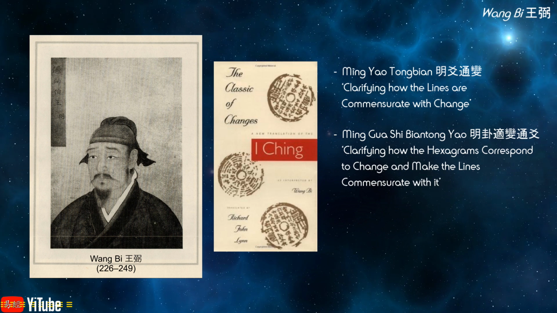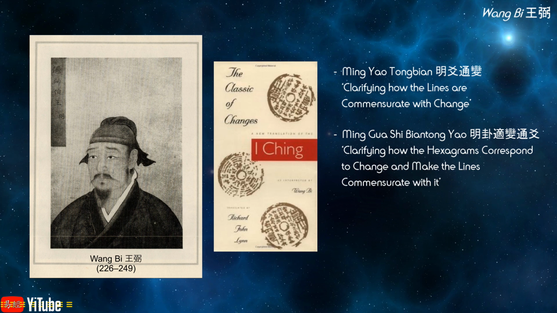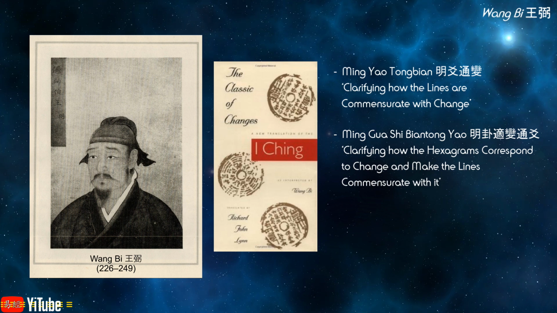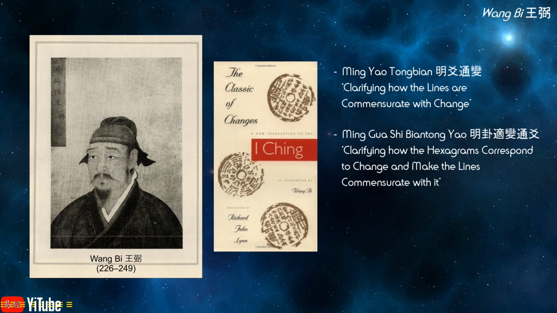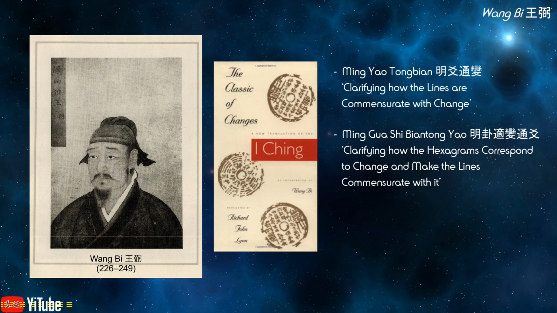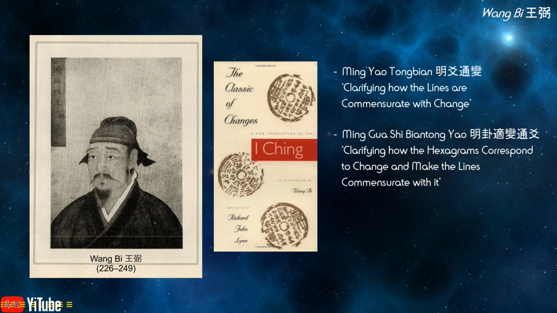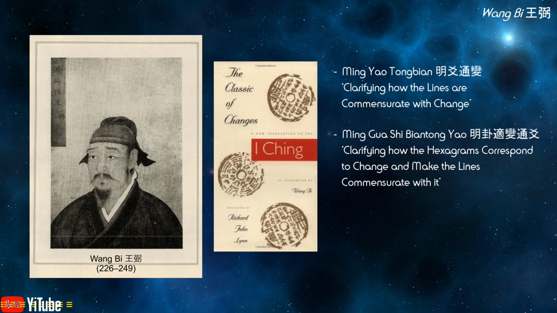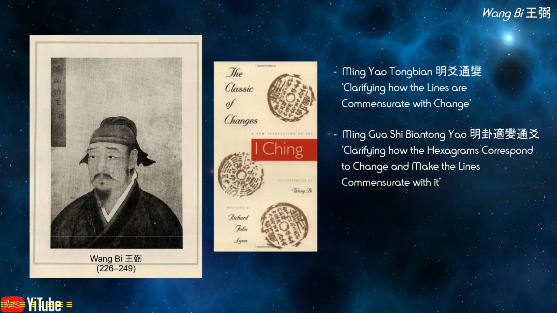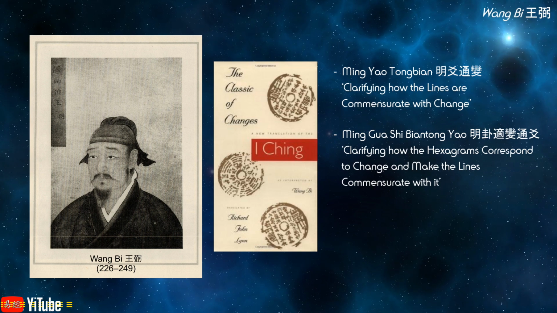When you read these chapters in Lind's translation, you might think that they talk about changing lines, but if you read the text carefully, and preferably the Chinese original, because Lind's translation is, in my humble opinion, not always entirely accurate, you will notice that Wang Bi does not talk about changing lines, but about change within a hexagram.